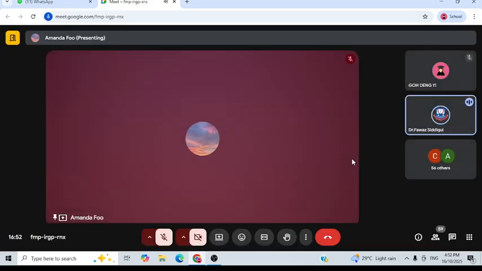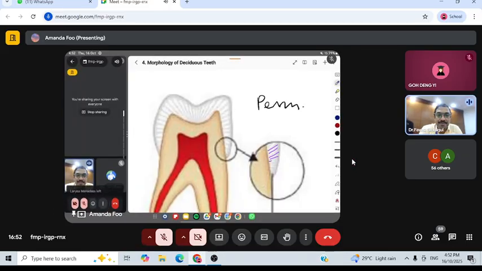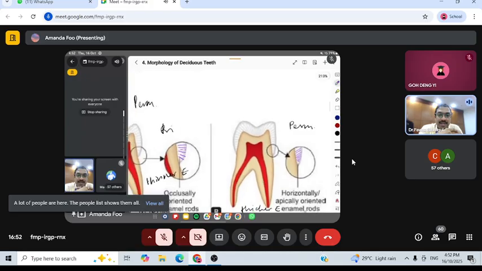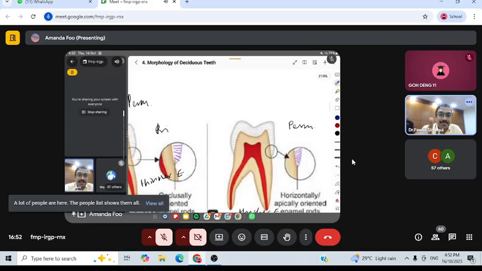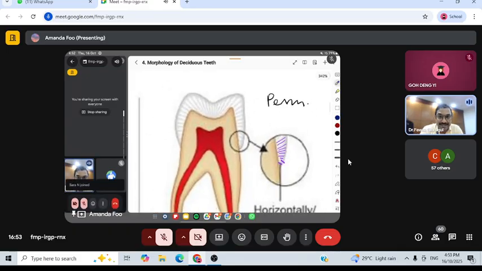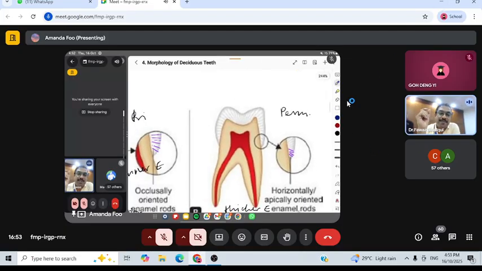Remove the unsupported enamel, because in permanent teeth the enamel rods are pointing apically. So it's the other way around. It's up, yes, the downward. So the most superficial, the most outer surface will have unsupported enamel, the enamel which are just part of enamel rods. So that is why we need to remove.